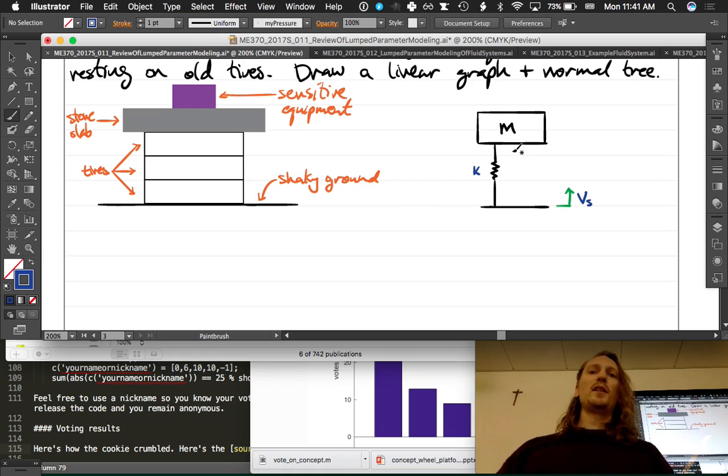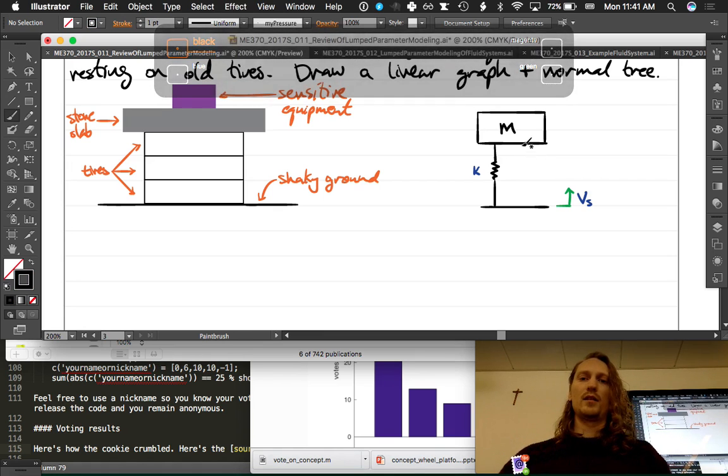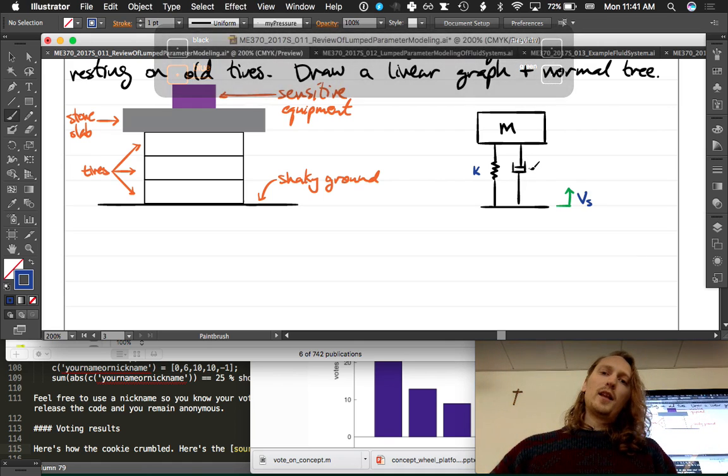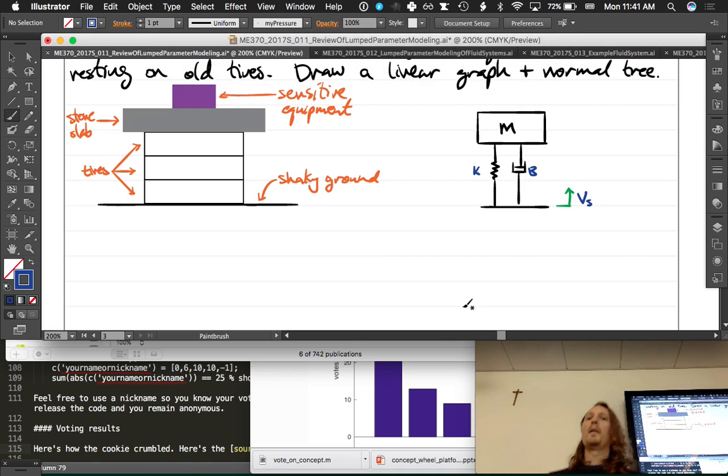And why? How do we know that there has to be some damping there? Put it on there to decrease the vibrations in your equipment. Yeah, so that's one way to argue it. But also, a damper is the only element in the system that dissipates energy, right? Because the mass is an energy storage element. The spring is an energy storage element.